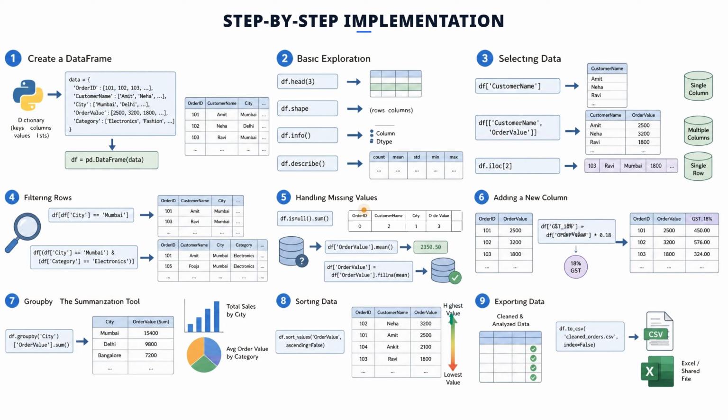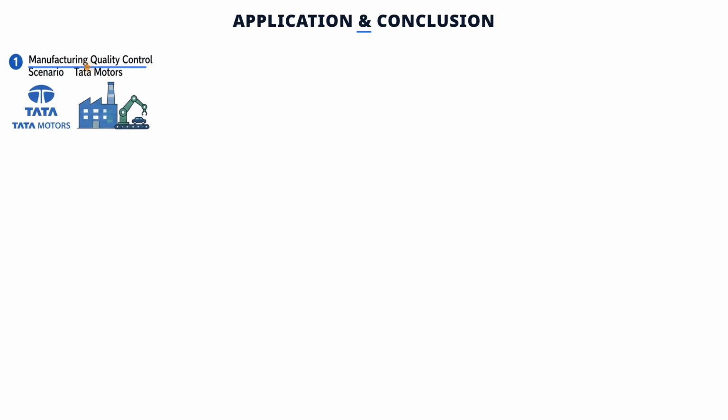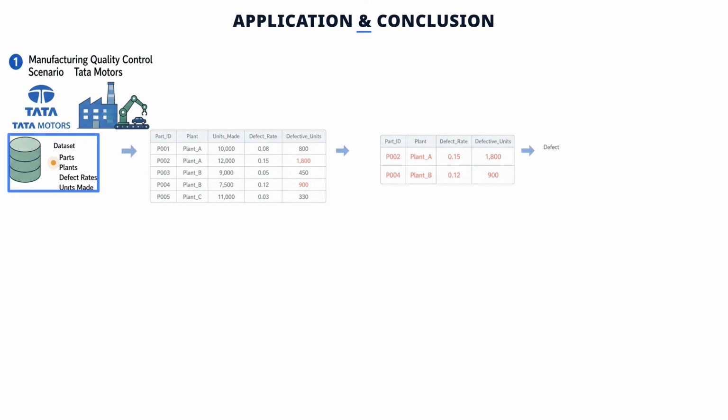Let's see how these exact same concepts help a manager at Tata Motors spot manufacturing risks instantly. To see how these concepts come together, let's look at a manufacturing quality control scenario at Tata Motors. When provided with a dataset containing parts, plants, and defect rates, our main goal is to systematically identify risks.